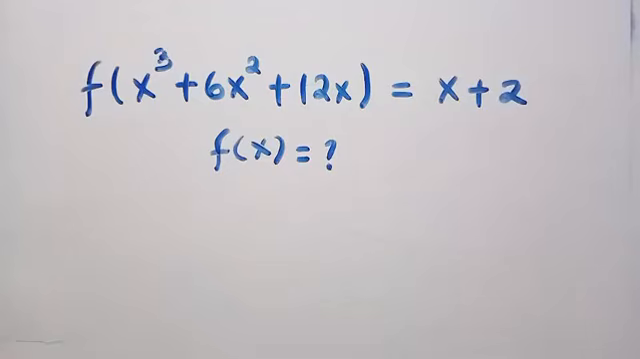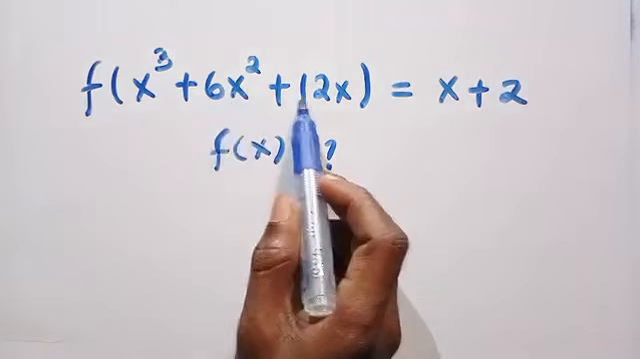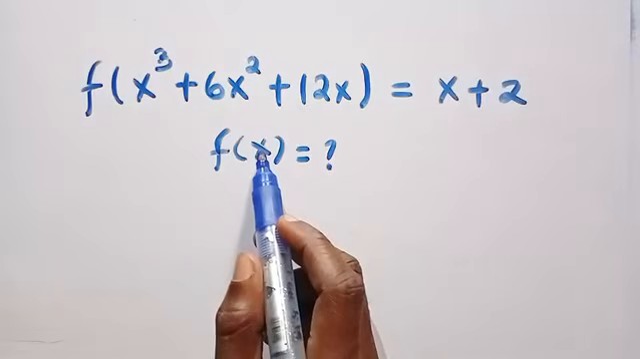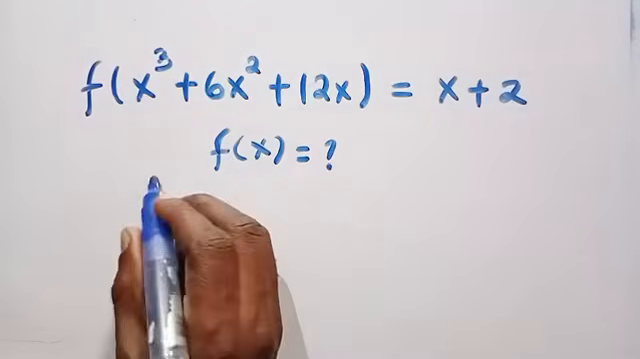How to solve these nice functional equations, given that f of (x cubed plus 6x squared plus 12x) equals x plus 2, and what is f of x? We have this domain as x cubed plus 6x squared plus 12x, and how can we find f of x? It's very simple, so let's see how we can solve this.